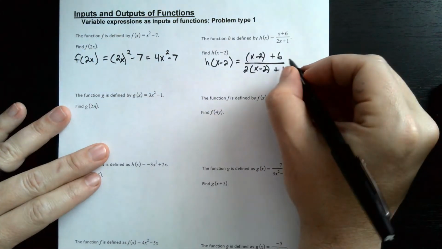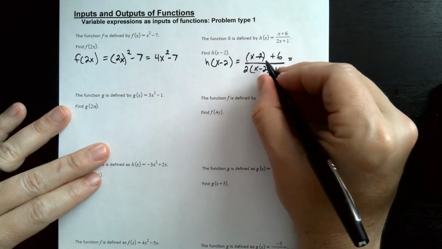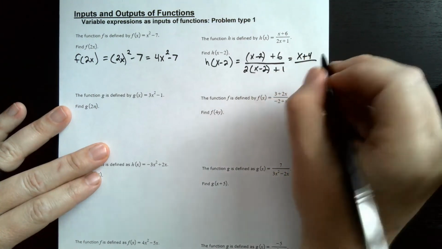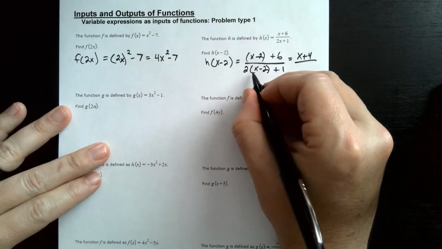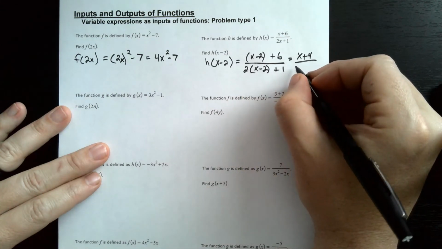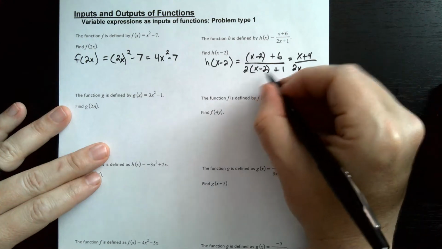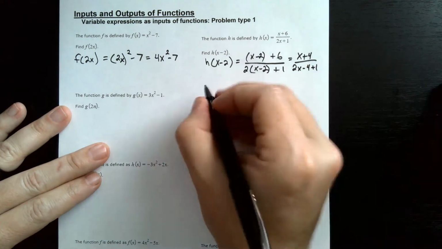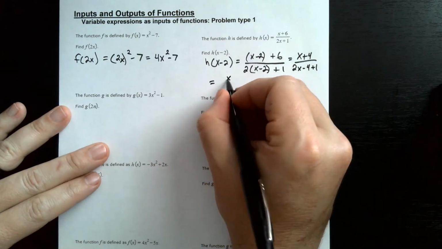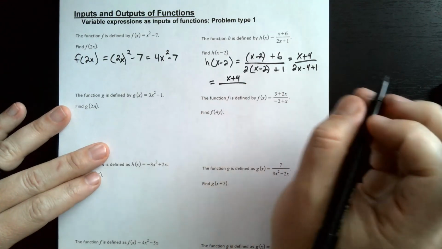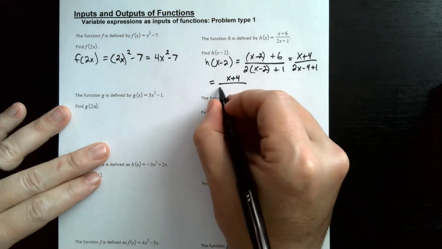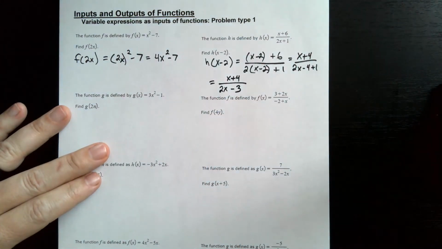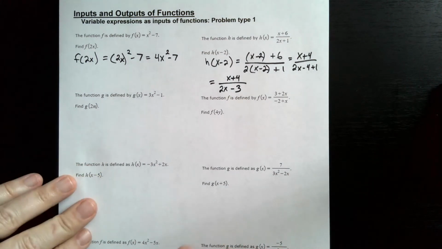Okay, and we do have to clean it up. So minus 2 and plus 6 becomes x plus 4. And then we distribute the 2 to get 2x minus 4 plus 1. So that becomes x plus 4 in the numerator and 2x minus 3 in the denominator. Okay, all right, let's do this one.